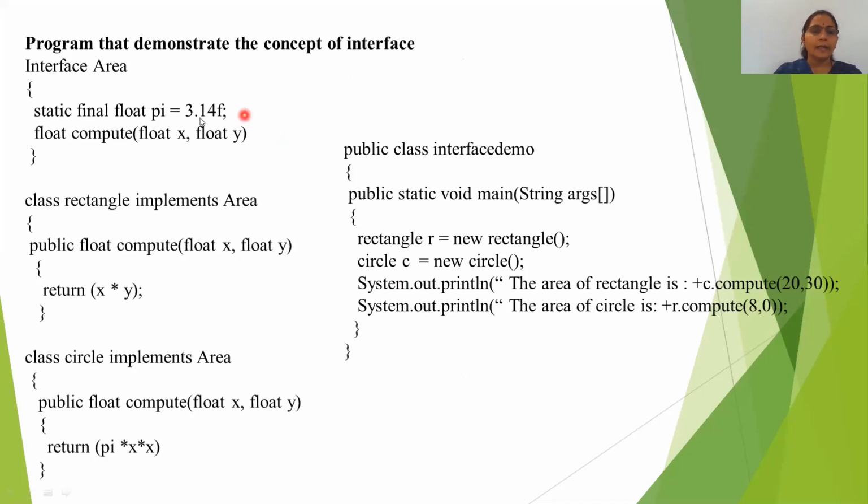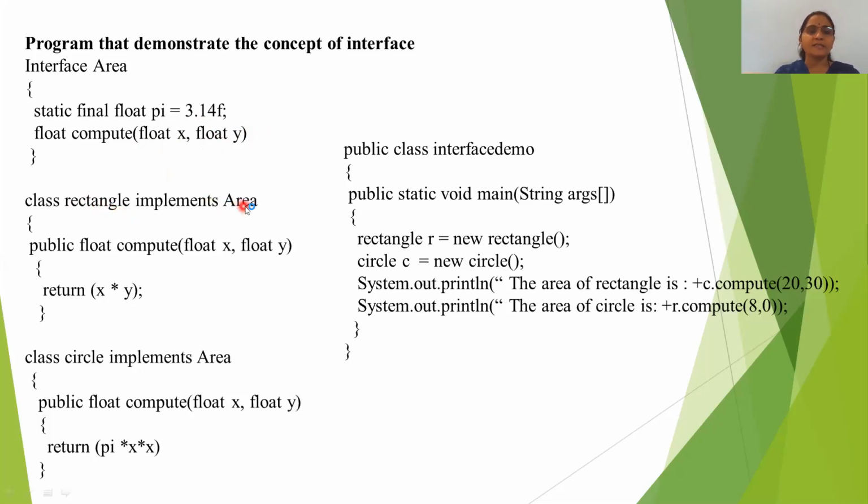Okay, here I have taken one interface, Area, and into that I have taken one variable declaration and one method declaration. Static float final pi equal to 3.14f. This is the variable, a final variable, and this is one of the methods. This method should end with a semicolon. float compute(float x, float y); you just declare the method here, but not define the method.